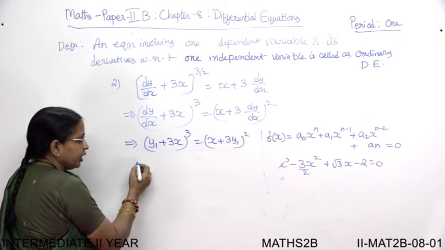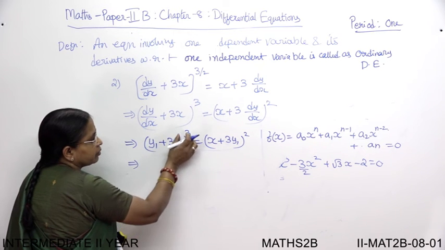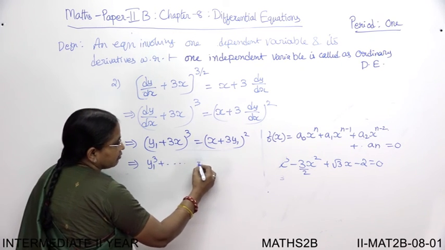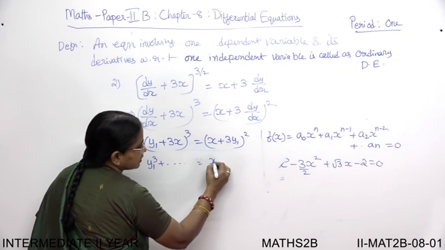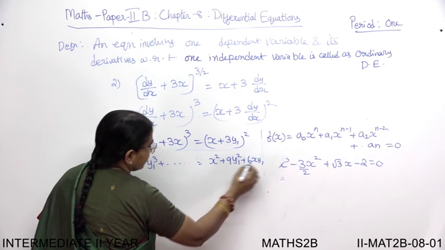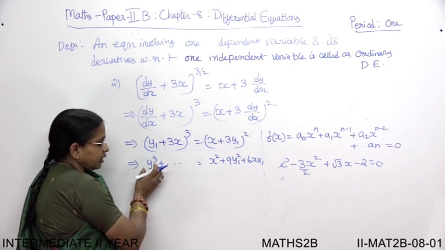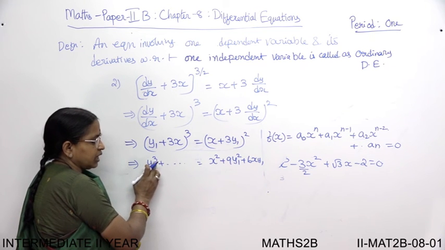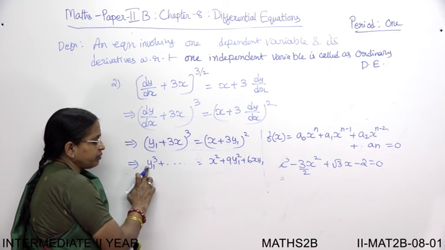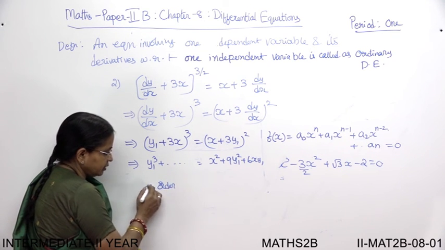When you expand, you need not actually totally expand it. You can just observe that when you expand (a + b)^3, you get a cube, so y1 cube plus something. And here also x square plus 9y1 square plus 6xy1 you will get. You can also write the remaining terms, but the highest power of y1 here is 3. Here it is 2, and here also you'll get y1 square and all, but the highest power of y1 is 3.